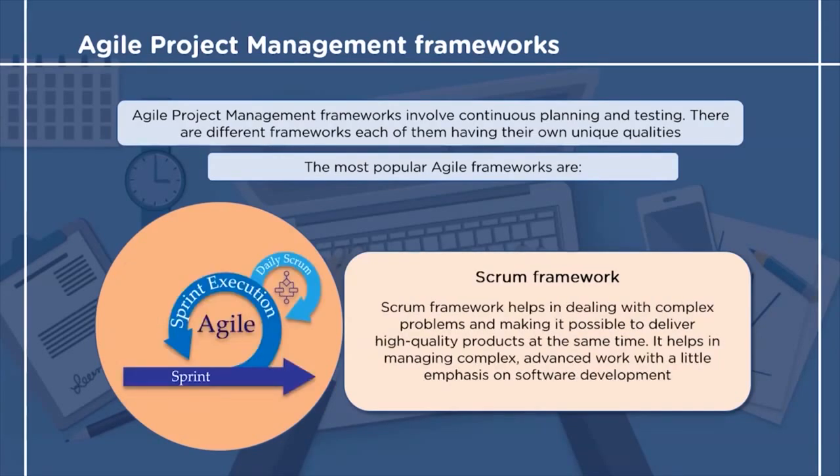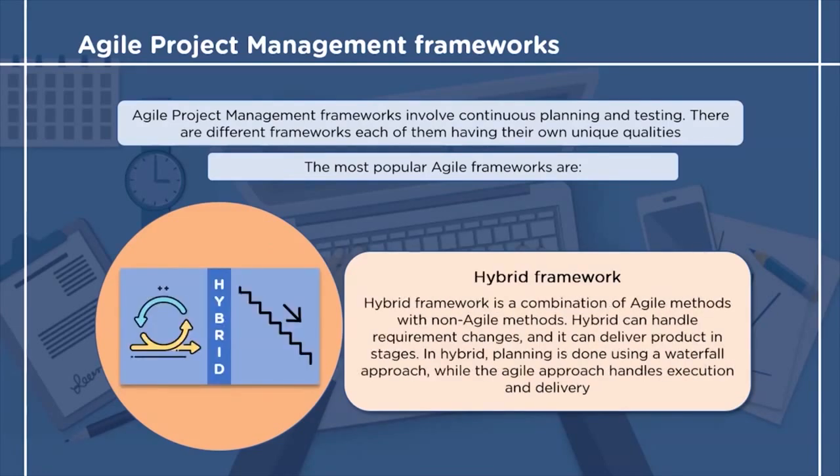The next framework we will discuss today is the Scrum framework. Scrum framework is a popular framework for managing complex knowledge work like in the field of research and advanced technologies. Scrum is a simple framework that helps teams work together and learn through their experiences gained while working on a problem. The third framework we will see today is the hybrid framework. The hybrid framework is a combination of agile methodology and non-agile methodology. In the case of a hybrid framework, planning is done using the traditional way of project management, while the execution and delivery is done using the agile methodology.